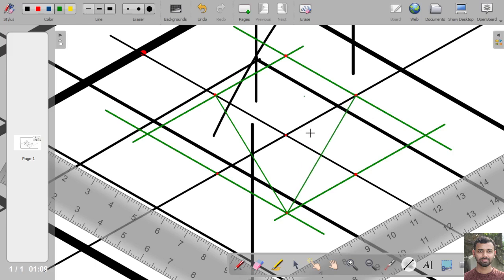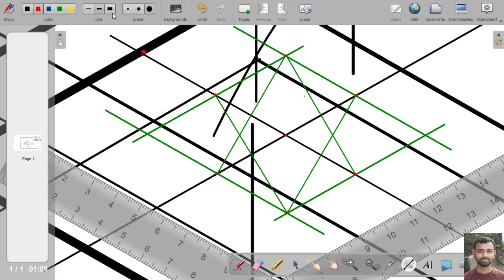Okay. Another thing is, the same way we will connect the opposite corner point with this midpoint, and this opposite corner point with this midpoint. Now, as a result, it looks like a star. So it is also called the star method, or the four-centered method.